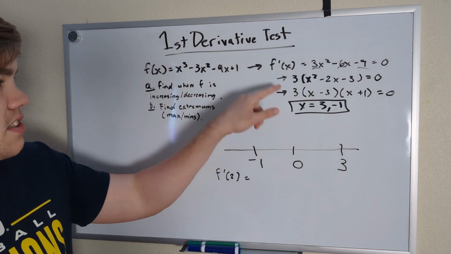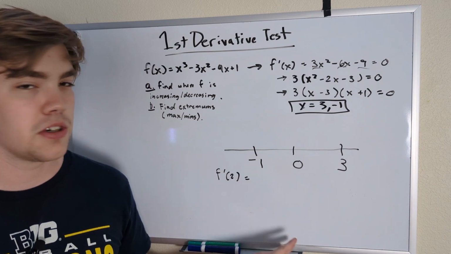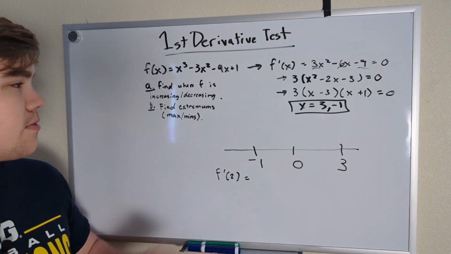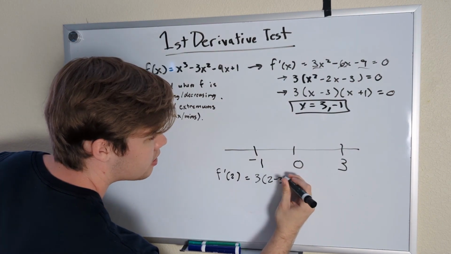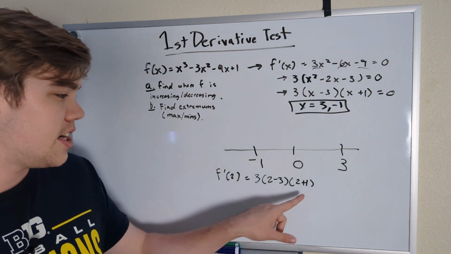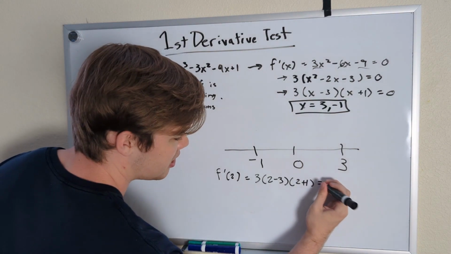But since this is equal to f prime of x, we're going to use this because it's a little easier to understand. It'll make more sense in just a second, but since these two are equal, we're going to use the more factored version. So f prime of 2 is equal to 3 times (2 minus 3) times (2 plus 1). Here we have a positive number, here we have a positive number, but here we have a negative number, which means this entire function is negative.